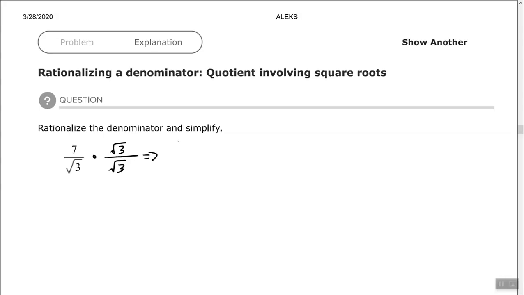So now I have 7 times the square root of 3 all over the square root of 3 times itself. So it gives me 7 times the square root of 3 in my numerator, and then the square root of 3 squared is simply 3 in my denominator. The 3 is not under the radical, but it cannot be simplified with the 7 because they won't go into 7 evenly, and they don't have a common factor. So we would leave it just like that, 7 times the square root of 3 all over 3.